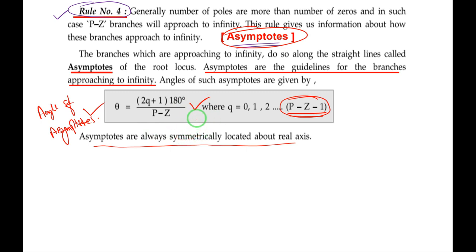Next, rule number 5. Today I will wind up with rule number 5 and I will solve one numerical, and I will wind up today's lecture after rule number 5. I hope you understand rule number 4. Rule number 4 always speaks about the asymptotes. What are asymptotes? Asymptotes are the guidelines for the branches which are moving towards infinity, and we calculate the angle of asymptotes by using this formula for theta, right?